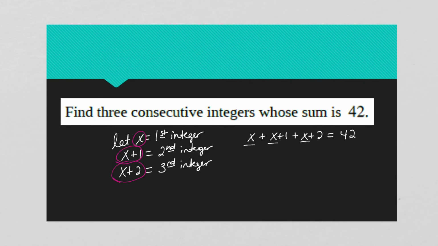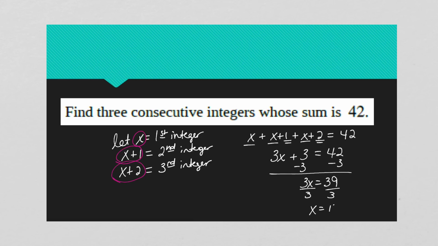Combine your like terms, you get 3x plus 3 is 42. Subtract 3. And divide by 3, and you get that x is equal to 13. So the next number, add 1 to that, you get 14. Add 2 to 13, and you get 15. These are my three numbers that I'm looking for.